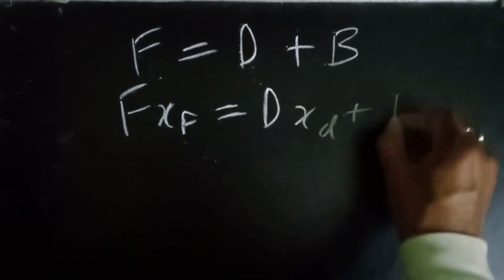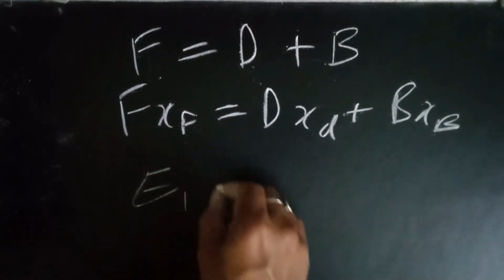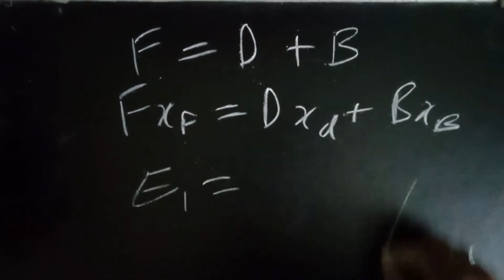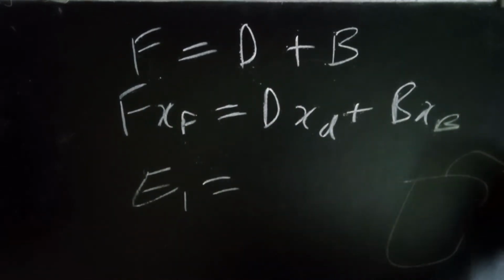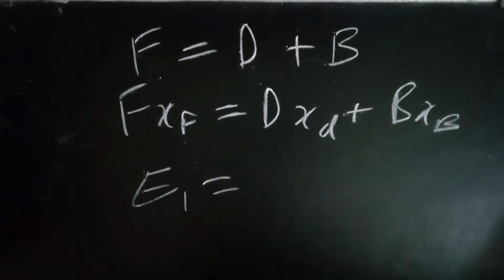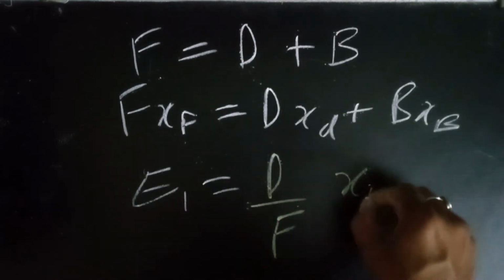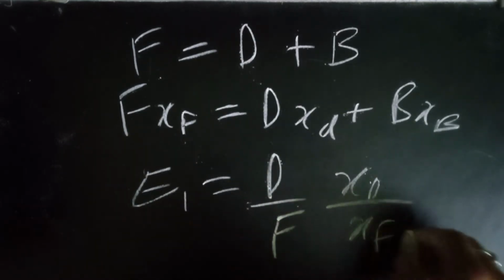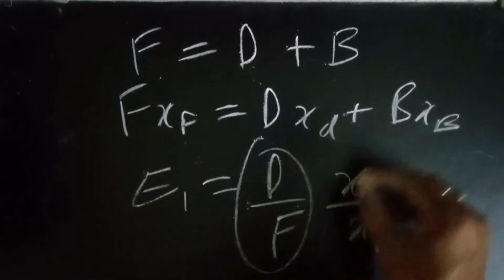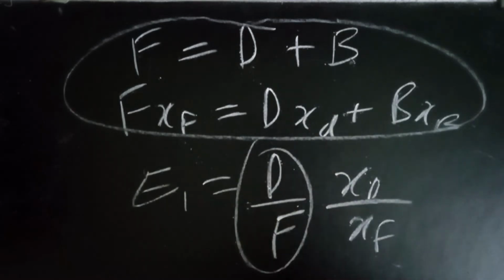D xD plus B xB. And finally, if we need to find the effectiveness, so effectiveness 1, that means the above part effectiveness, that how much oversized material comes above, that is given by nothing but D by F into xD by xF. Now how to find this D by F? We can solve using these two and eliminate B to get D by F, which will be like this.